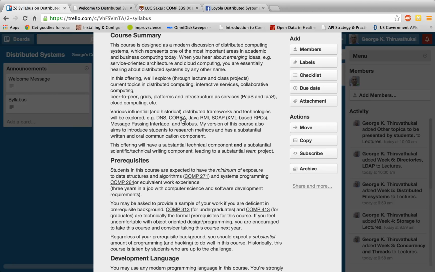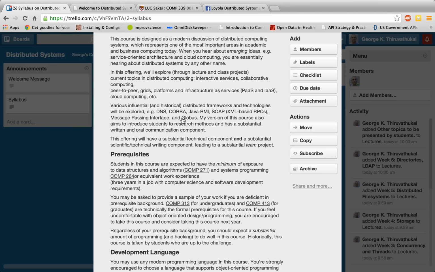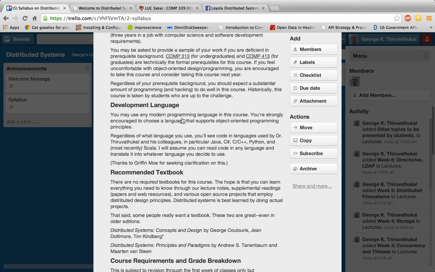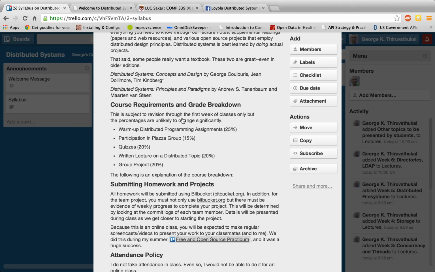In addition, we're going to explore some topics through what I call student lectures and your projects. So that's what I want to do. I want to show you a little bit about the course requirements and grade breakdown, because I think this will give you a very good idea of the overall approach of the course. So we'll have a number of short programming assignments. These will make up about a quarter of your grade, as you can see here.